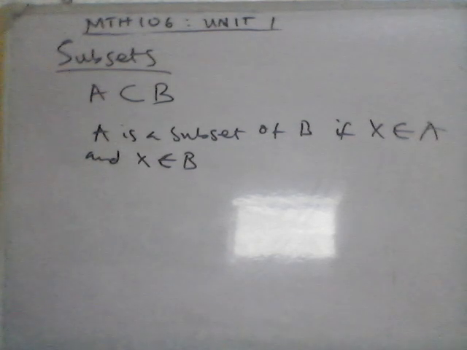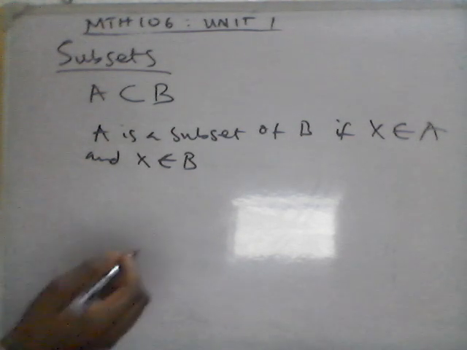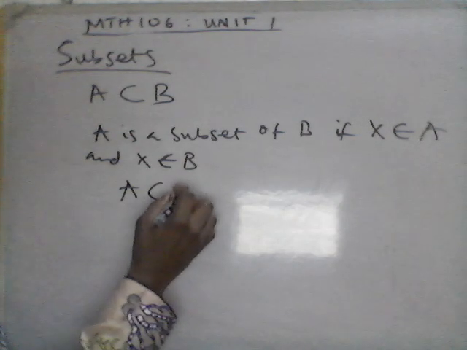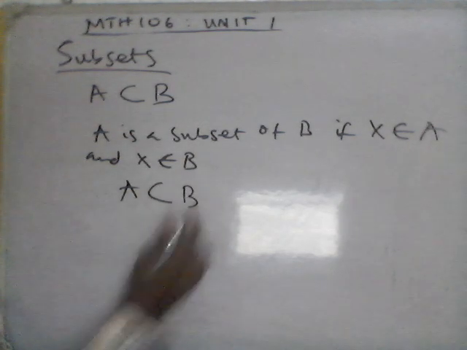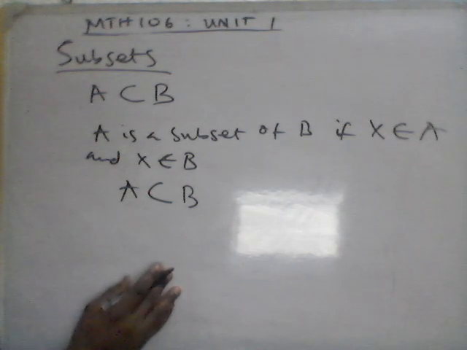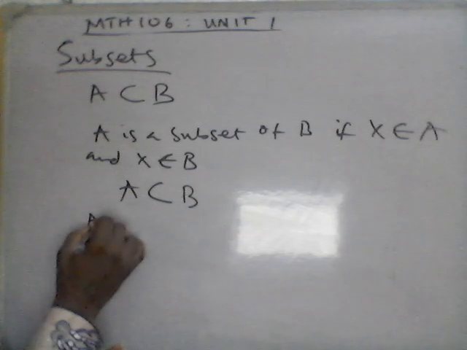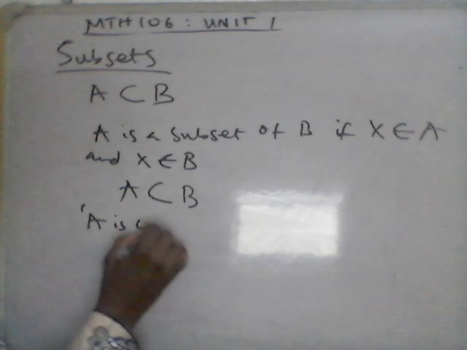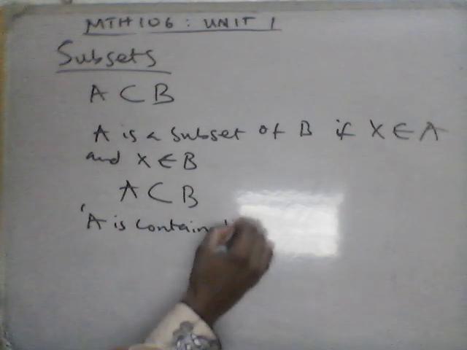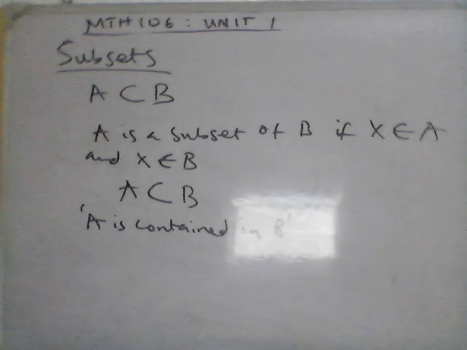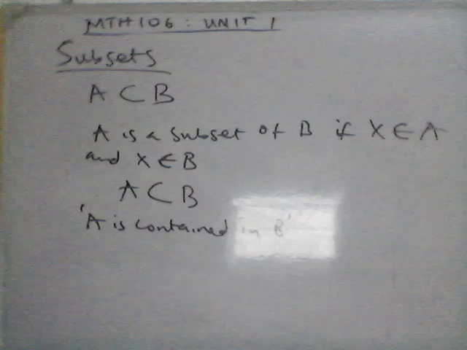Understand? So we denote this relationship by simply writing A is a subset of B, or A is contained in B. This is how it is read: A is contained in B. So this is a subset. I will just quickly share some examples.